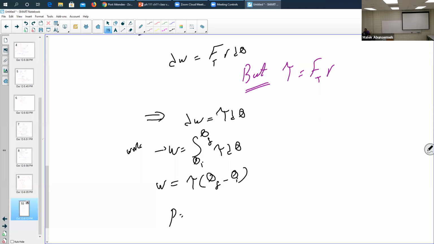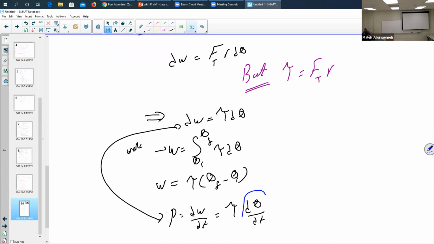And again, your power is your dW over dt. So you get tau d theta over dt, and your d theta over dt, that's your omega. So your power is going to equal your torque multiplied by omega.